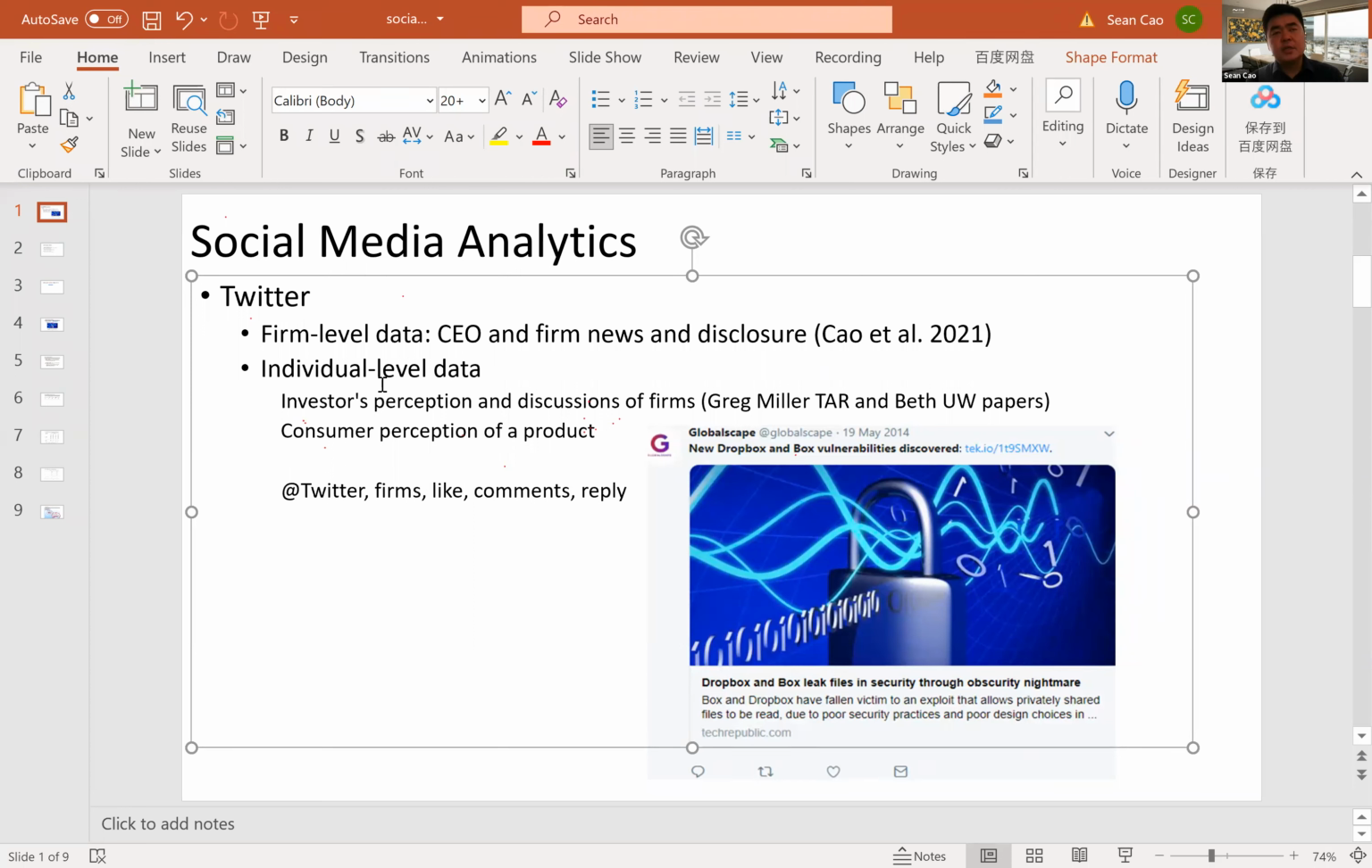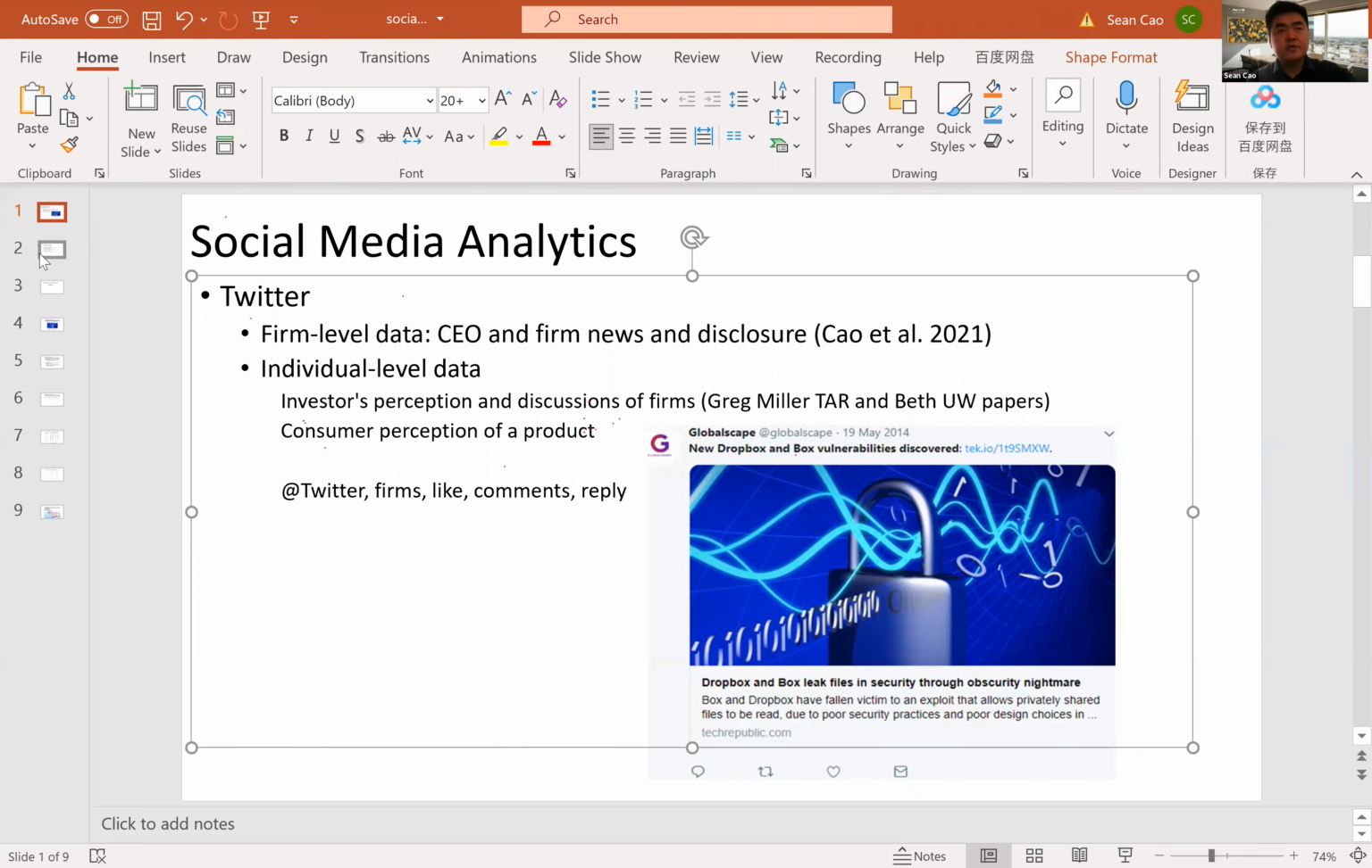One is on the organizational level. Another one is on the individual level. So you can find a lot of information about the firm, about the individual's opinions on the firm, on everything. So this is about Twitter.